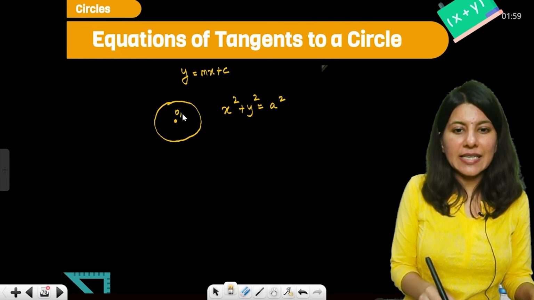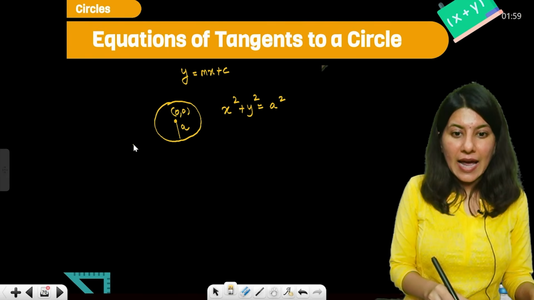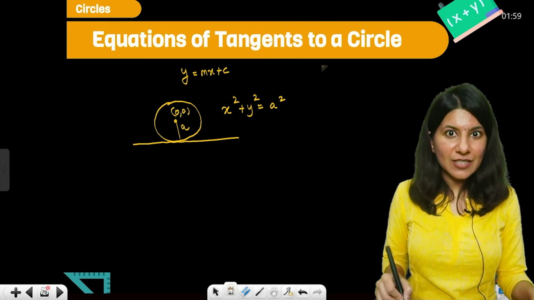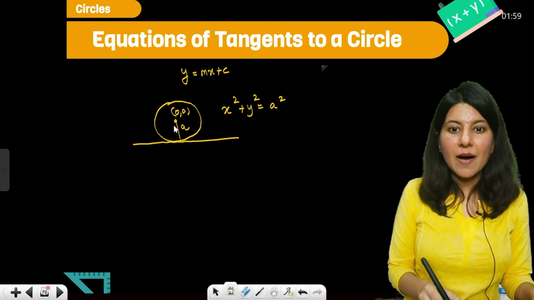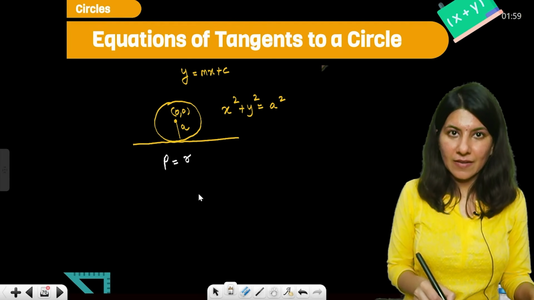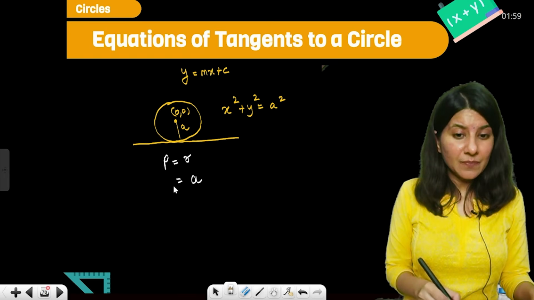So in this case, center is origin, radius is a, and this line is tangent. Okay. So you know the condition of tangency, right? Condition of tangency is perpendicular distance p is radius. In this case, radius is a. In this case, p is what?